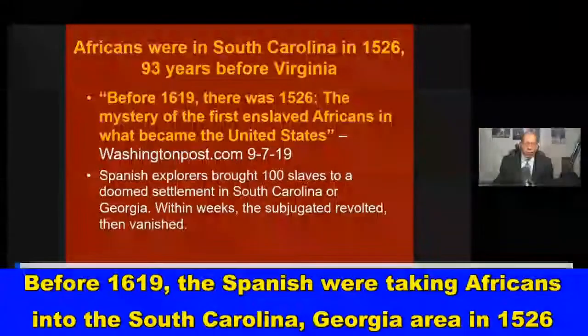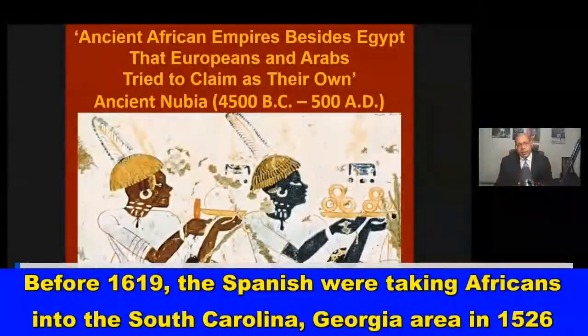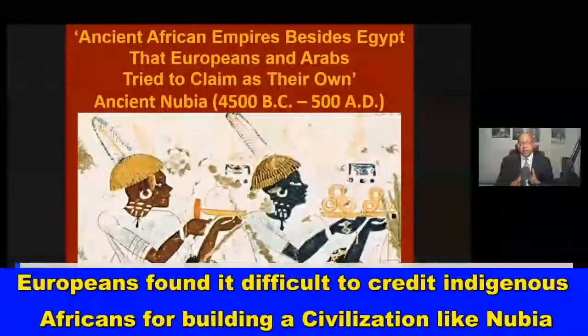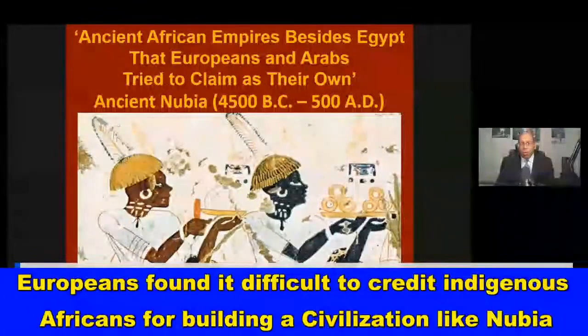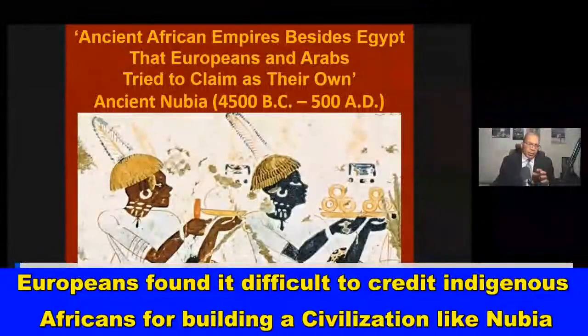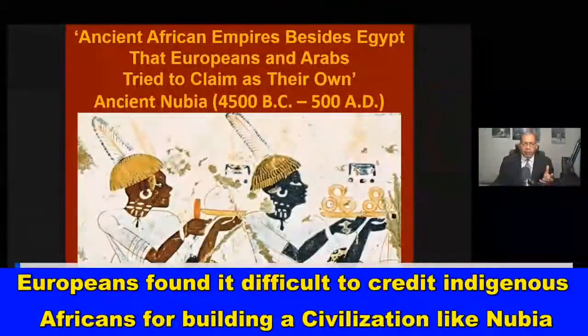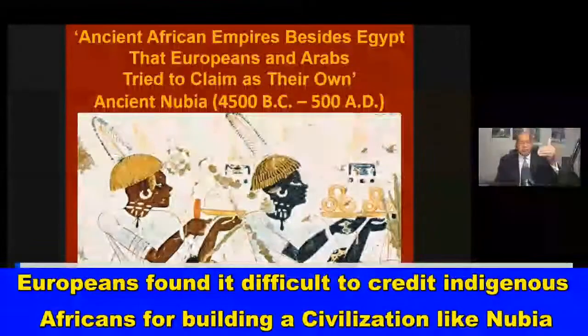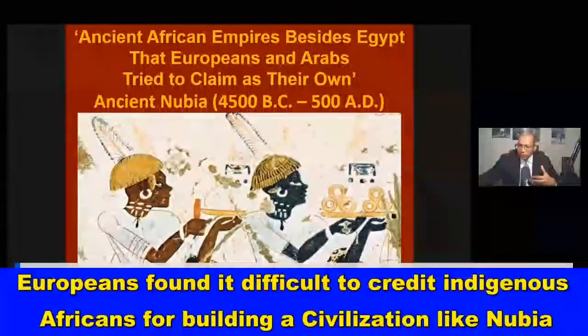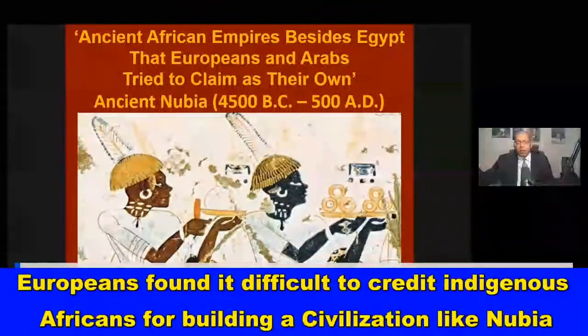Okay, so we look at some African civilizations, ancient African civilizations like ancient Nubia. And we look at African empires besides Egypt that Europeans and Arabs tried to claim as their own. One of them is ancient Nubia, or Ta-Nehisi, which existed from about 4500 BC to 500 AD. And Nubia is the mother of ancient Kemet, or ancient Egypt. And Abyssinia or Ethiopia is the grandmother.